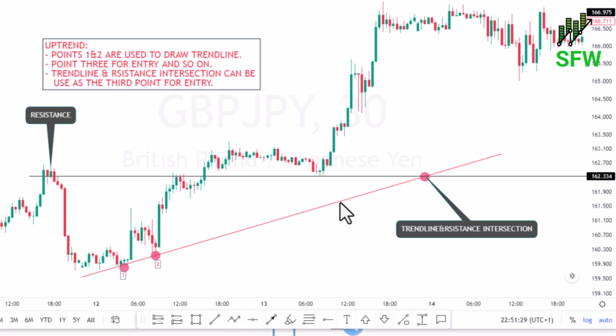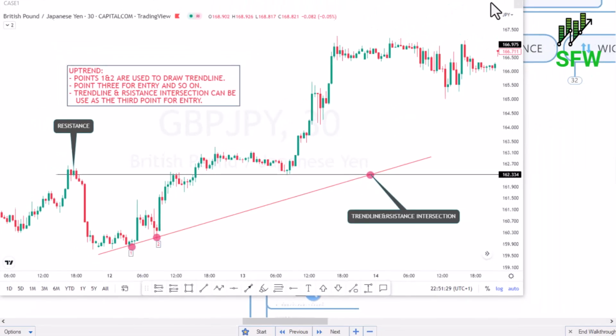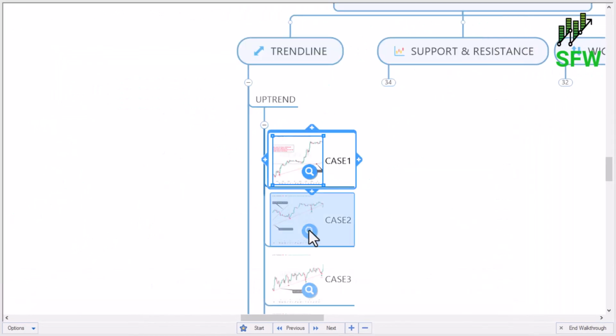Instead, you can look for the trend line intersection. As you can see, we have resistance, where the trend line and the resistance intersect. That would be a perfect trade setup because we have the trend line intersecting with our what? Resistance. Resistance broke to the upside, retested, boom, price then took off. Take a look at case 2.